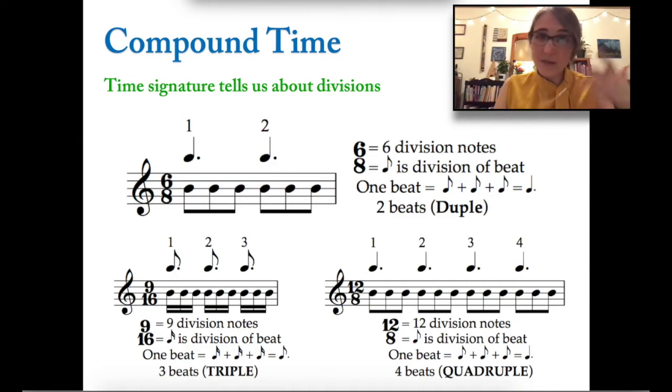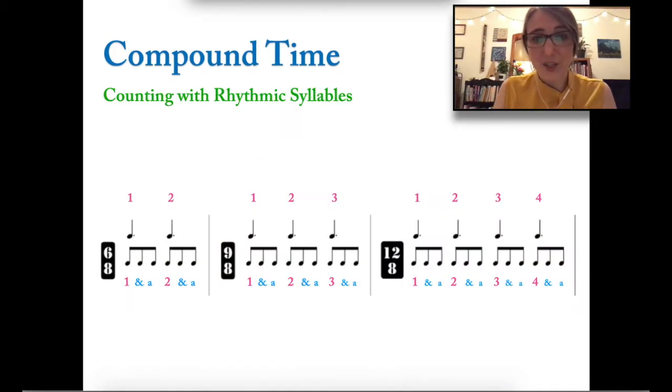Then we can use this to figure out some of the more unusual ones. For instance, 9-16, same thing. We have 9 sixteenth notes in the measure. 3 sixteenth notes add up to a dotted eighth. So that means I'd have 3 beats and each of those beats is a dotted eighth note. Make sense? Okay, so that's how we're going to read the compound time signatures.